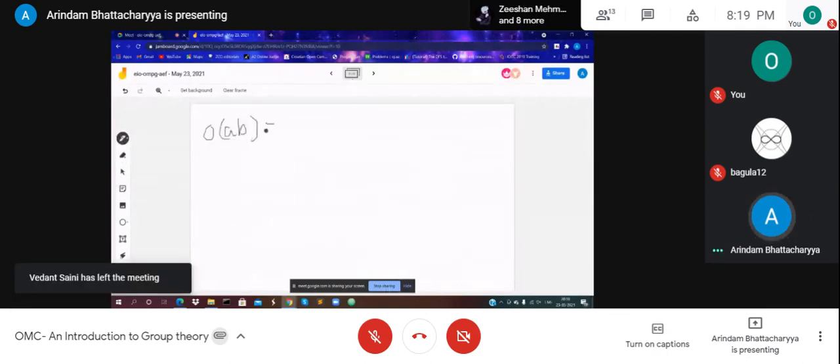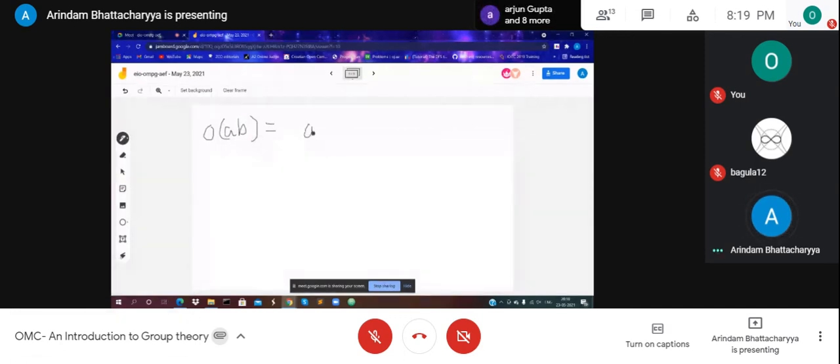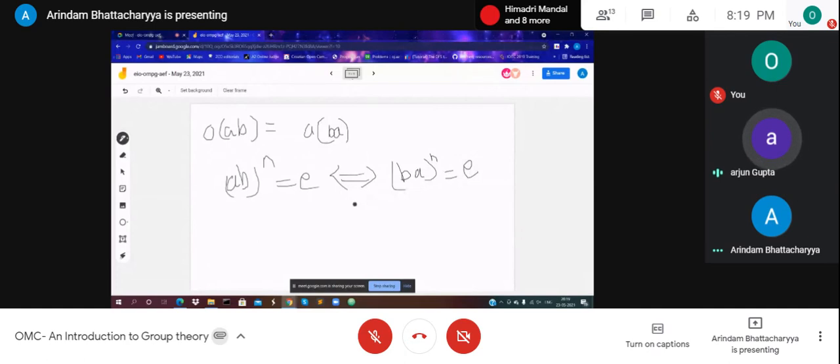So we have to show that the order of AB is the same as the order of BA. That is to say, AB to the power n is equal to E if and only if BA to the power n is equal to E. I think it suffices to prove one direction, because if we can prove one direction, then the other will follow by symmetry.